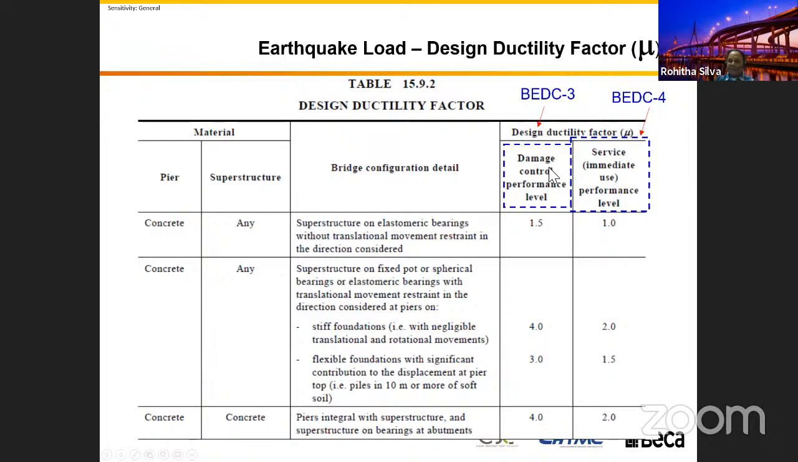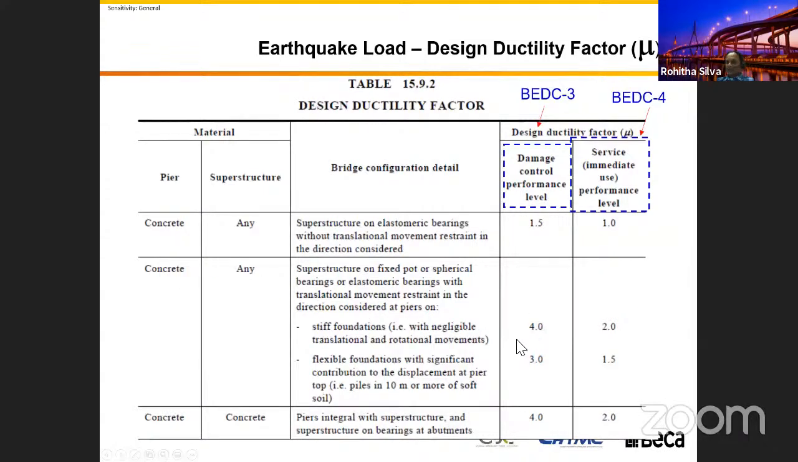Earthquake design category 3, it can still be usable. It can be damaged. We call it the damage control performance level. You can drive, but your expansion joint may be jammed sometimes, but you can still drive through. It's not that your whole bridge deck collapses, cracks and twists, like you saw in the picture. No.